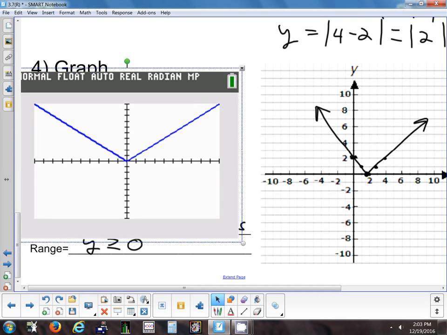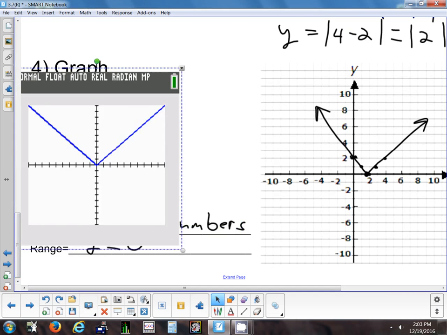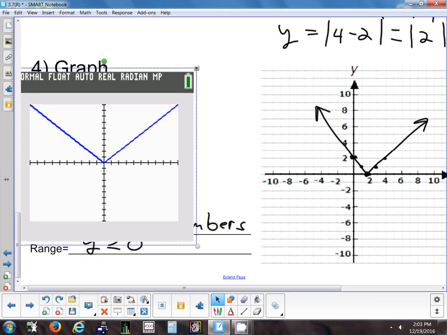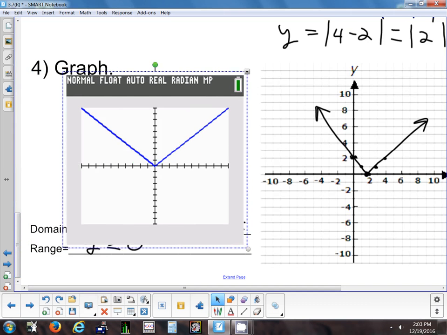Well, they both go up forever. Well, that could just be the screen is a little stretched out. It's centered on the 0. Where's the vertex of this one in blue? It's at the origin. Where's the vertex of the black one? No, it's not on the origin. That's the parent. Yeah, it's on 2, right?